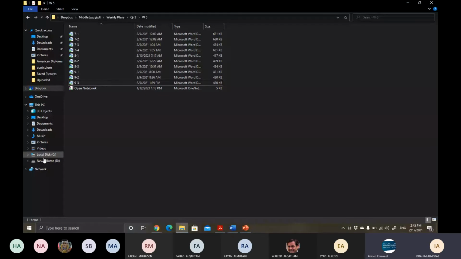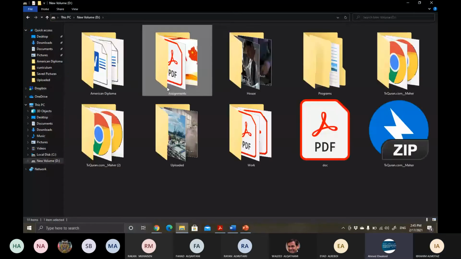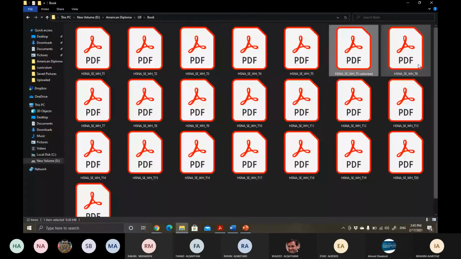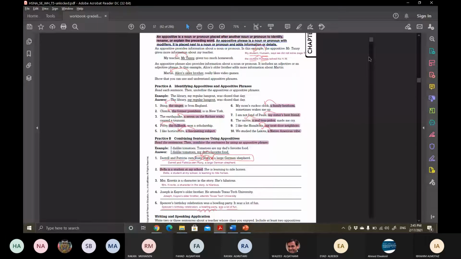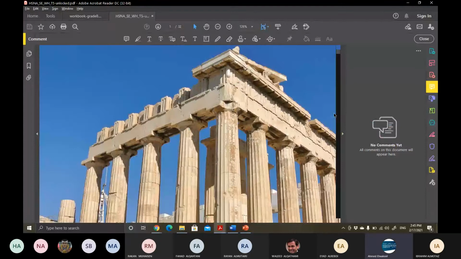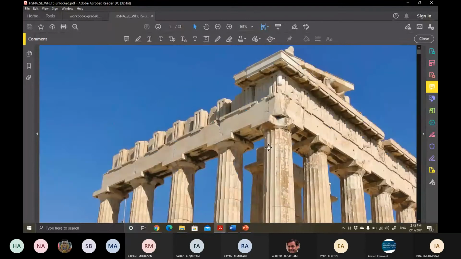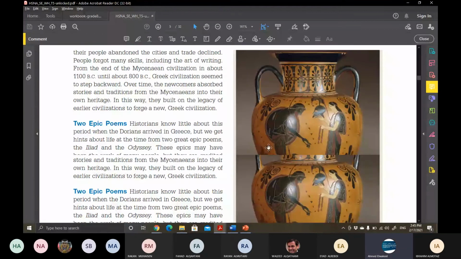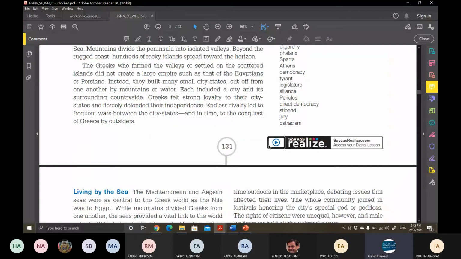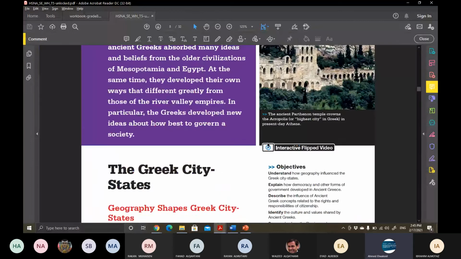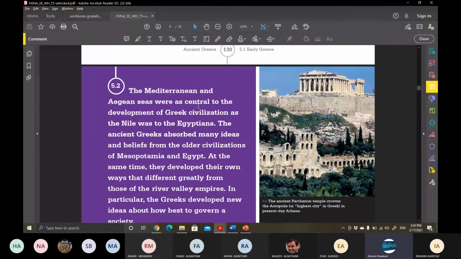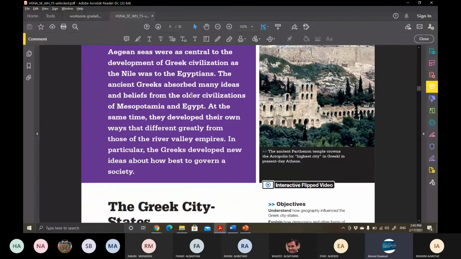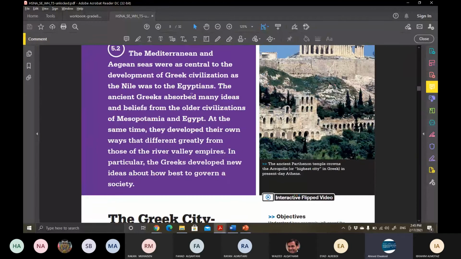Grade 9 book, from page 131, that's the Greek city-states. So, a quick revision about the Greek city-states. Before we start the revision, do you need any specific question, anything that you did not understand in the city-states of the early Greek civilization?